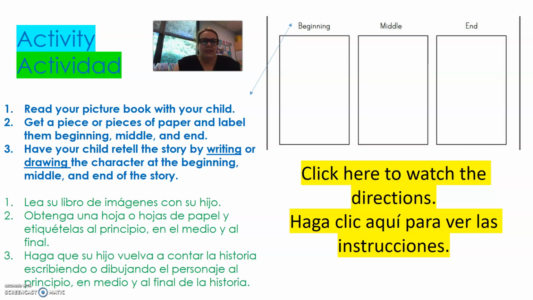Because what you're going to do is you're going to write and draw about the character. Remember, the character is the person or the animal in the story. And you're going to write about them, what happens at the beginning, the middle, and the end.